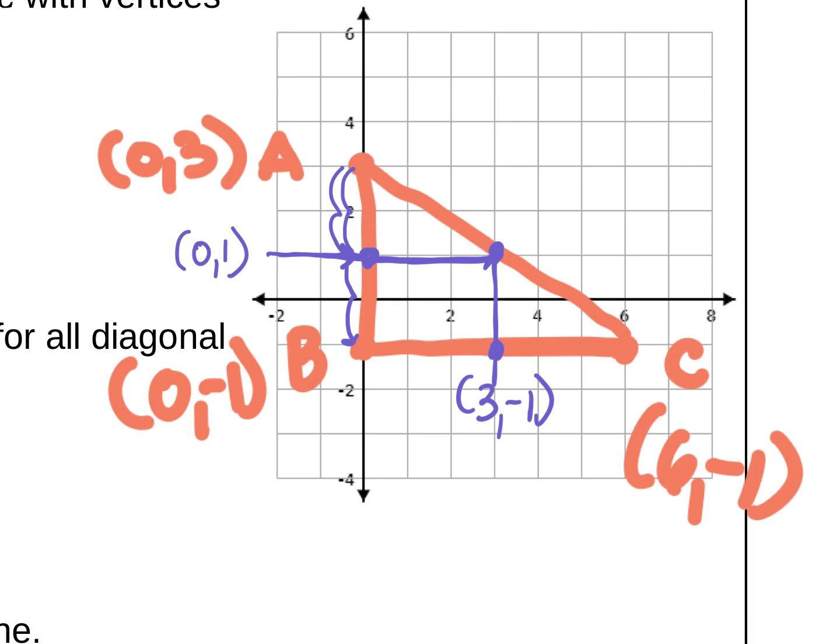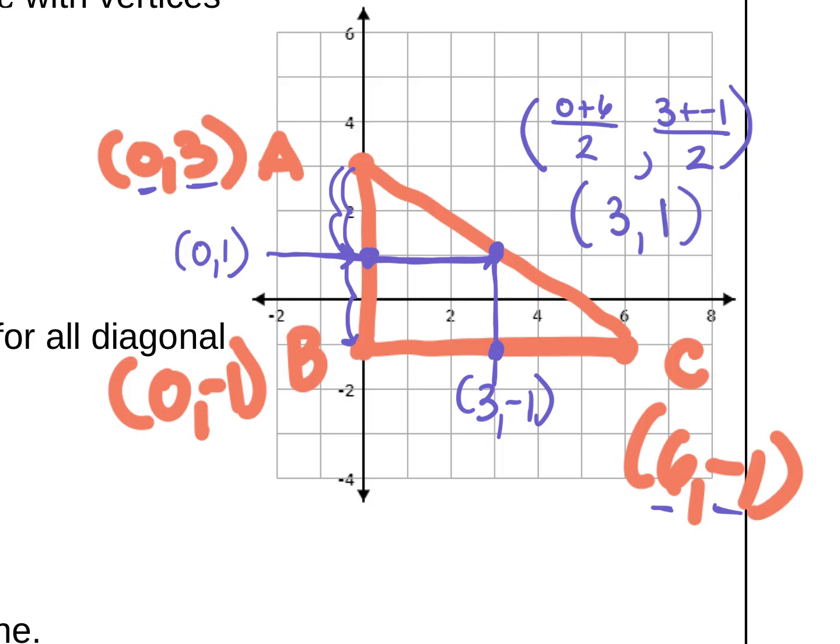Let's find the midpoint of AC. Now, that one we're going to have to calculate because it's diagonal. So for that midpoint, I'm just going to add the x's, which is 0 and 6, and divide by 2, and then add the y's and divide by 2 for AC. And then I get (3, 1). And is that where that is? (3, 1)? Yeah, that is where that is.